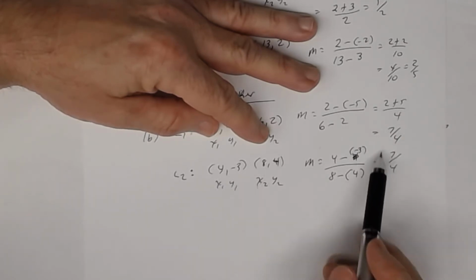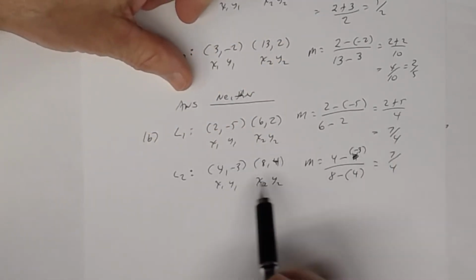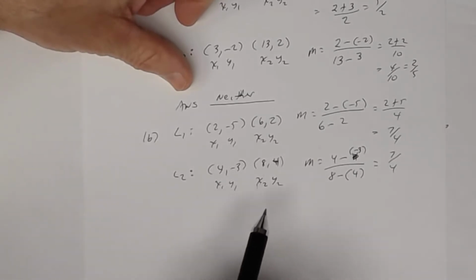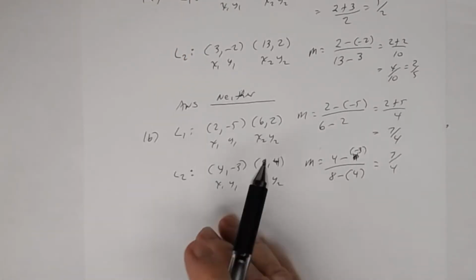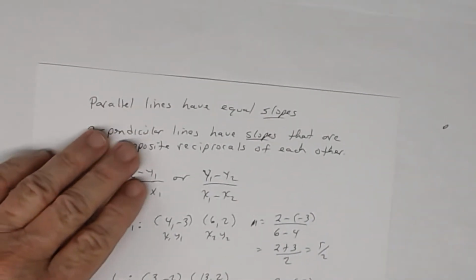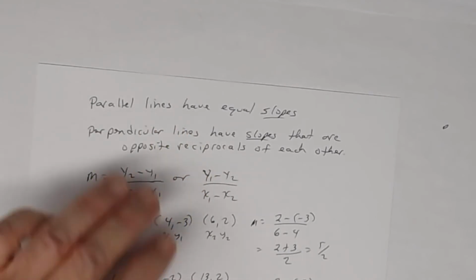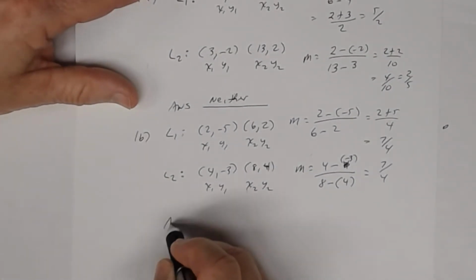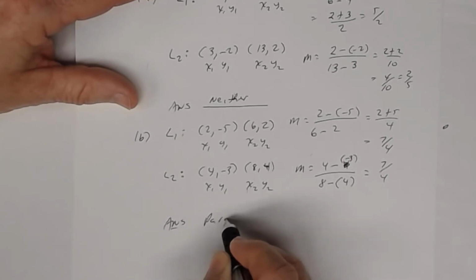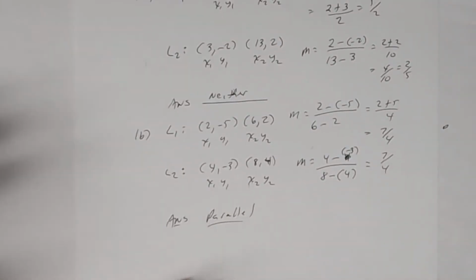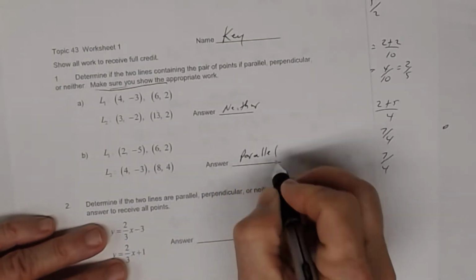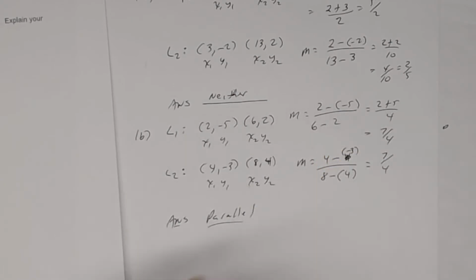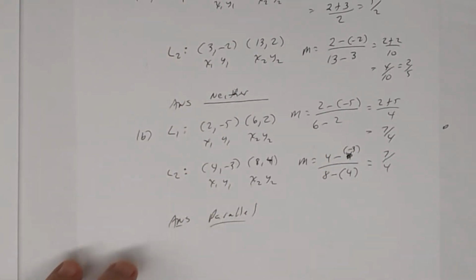And then what do you notice about those two slopes? So the slope of line 1 is 7/4, the slope of line 2 is 7/4, so the slopes are equal, right? So what can you tell me about those two lines? If the slopes are equal, then the lines are parallel. All right? So the answer, we're going to say parallel. So for part B, the answer is parallel. Those two lines are parallel since they have equal slopes. All right, so there's your work. That was your work. So that's what you would show.